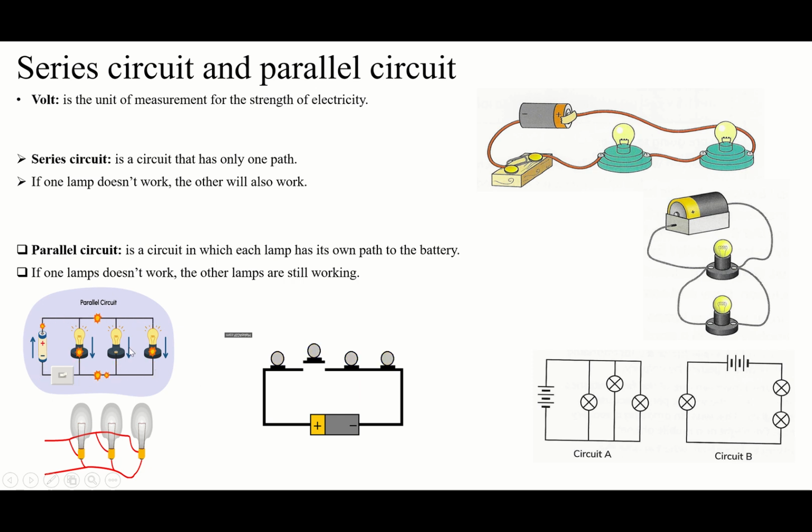So these are the differences. Series circuit is a circuit which has only one path. Parallel circuit is a circuit in which each lamp has its own path.